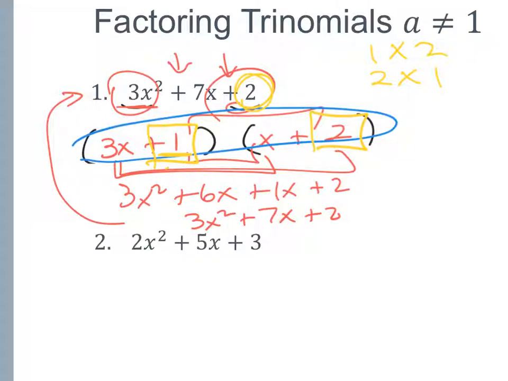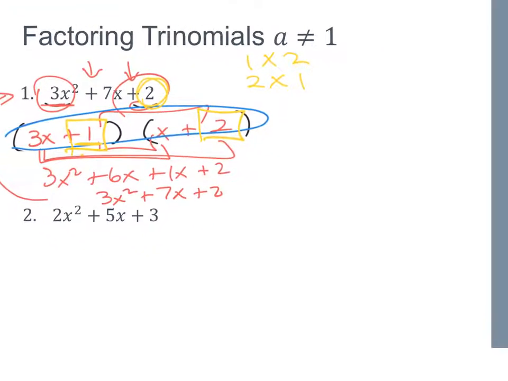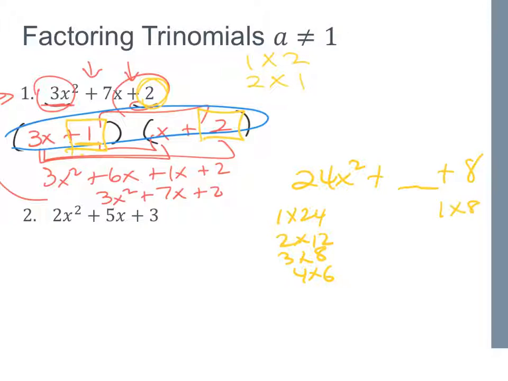Because let's say we had 24x squared plus whatever it is, plus even if it's just an 8 here. So think of all the factors of 24. You would have to test 1 times 24, 2 times 12, 3 times 8, 4 times 6, and then over here, you'd have to match it up with the 1 times 8 and the 2 times 4 to see whatever would make that middle.